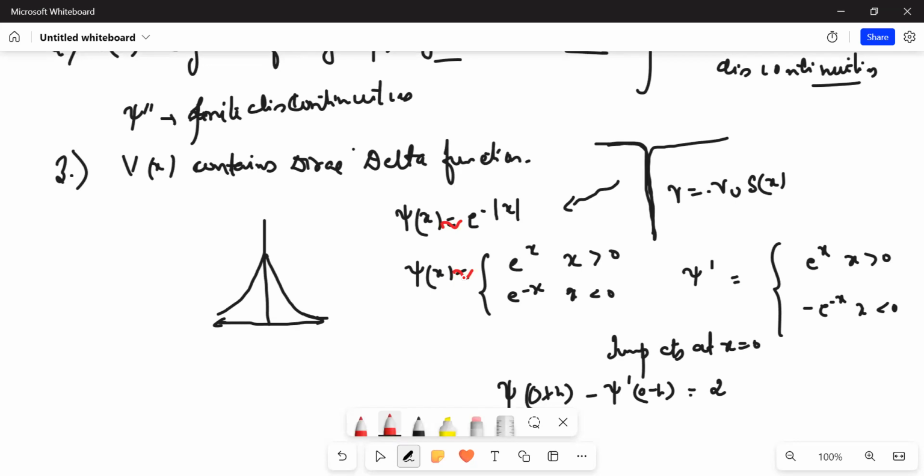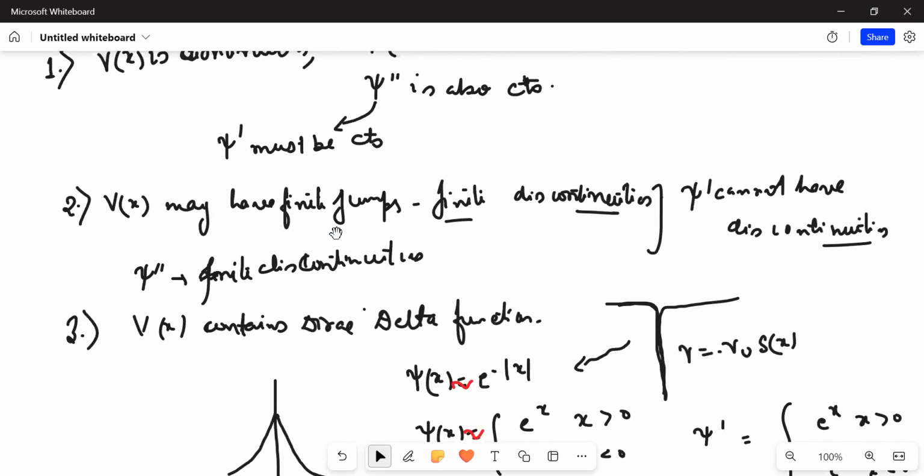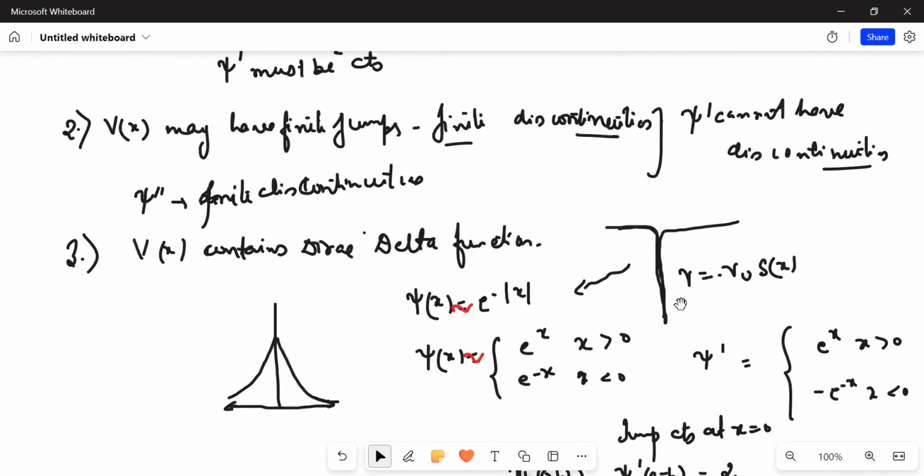So if Vx contains a Dirac delta function, I have given you an example before this that if Vx has some finite jumps. No, this does not have a finite jump. You know that if it is a Dirac delta function, then this is an infinitely long spike. So if Vx contains a Dirac delta function, then it is an infinite discontinuity. This is not a finite jump. Now, if it has infinite discontinuity, then there are two cases. There may be the case of a Dirac delta function. There may be the case of some hard wall kind of thing that I'm going to write later on.